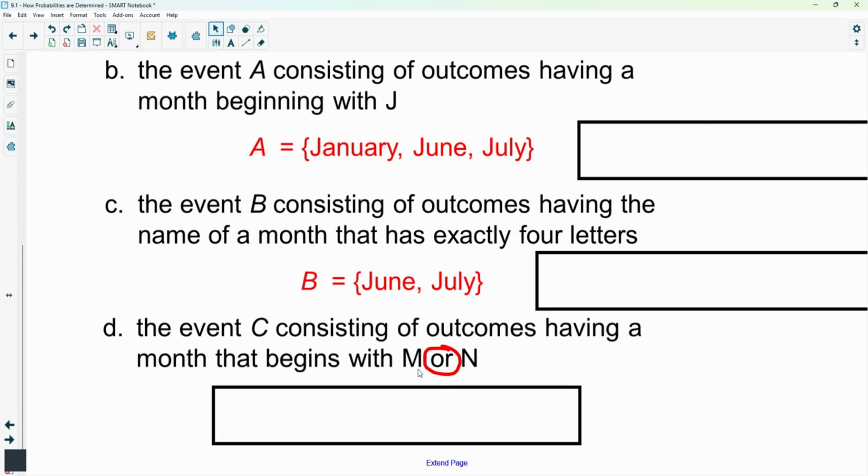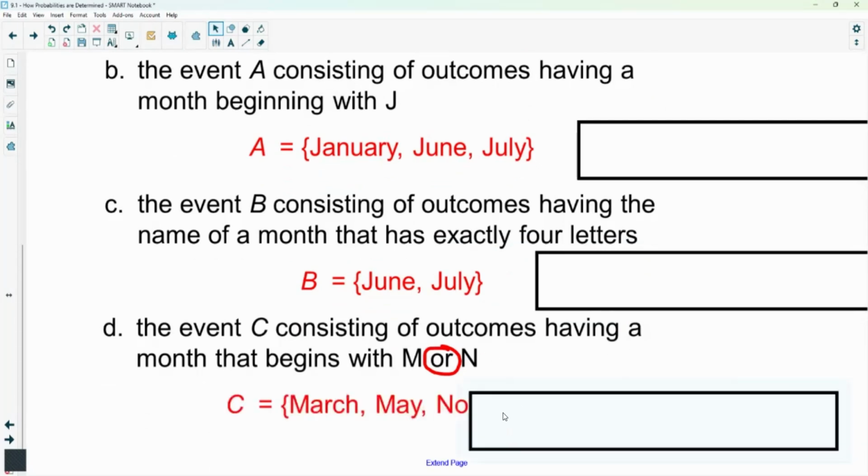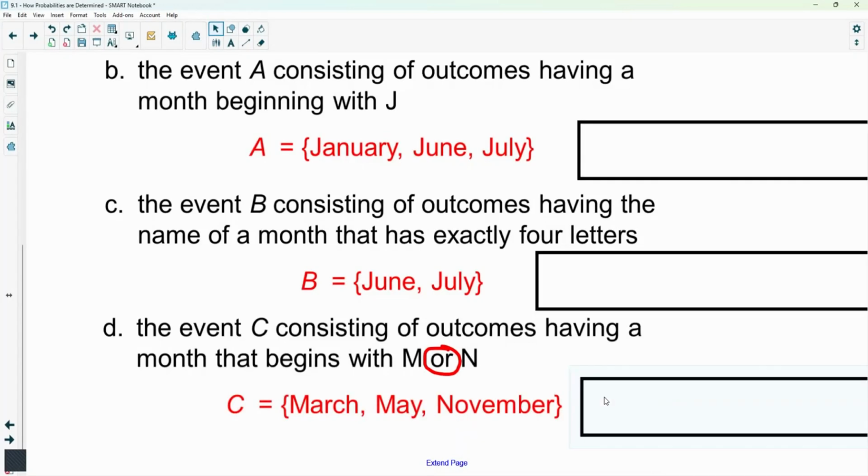The event C, consisting of the outcomes having the month that begins with M or N. And the reason I circle or is that, if you recall in the sets when you did it in 1350, or means union, right? So you're going to consider all the months that start with M, and add to that all the months that start with N, right? So we're going to have the collection of March, May, and November.